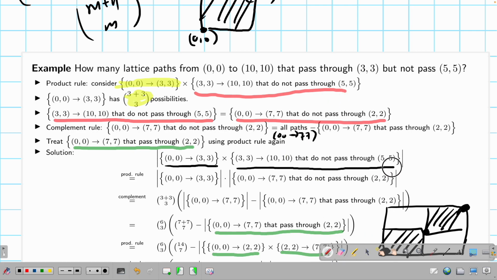These two things. Okay, so this is (0,0) to (3,3), and then (3,3) to (10,10). We have a condition here that we do not pass through (5,5). We will deal with it later. Then this is a Cartesian product. For the cardinality of a Cartesian product, we reduce this to the product rule. So this is the product rule.